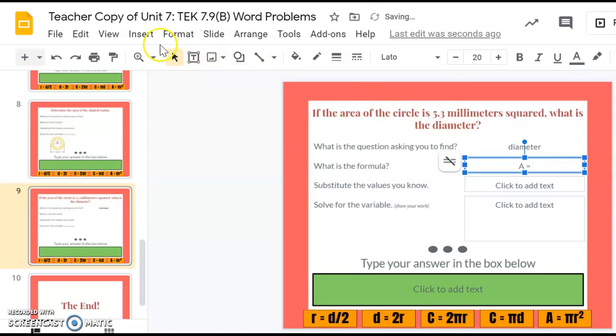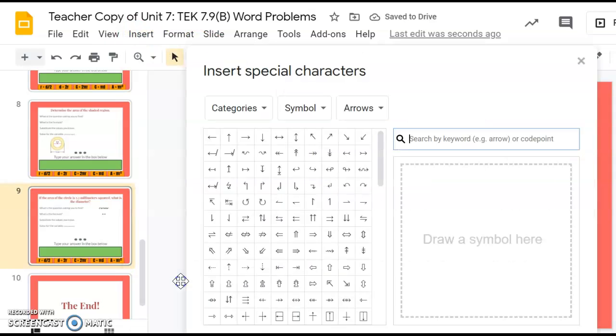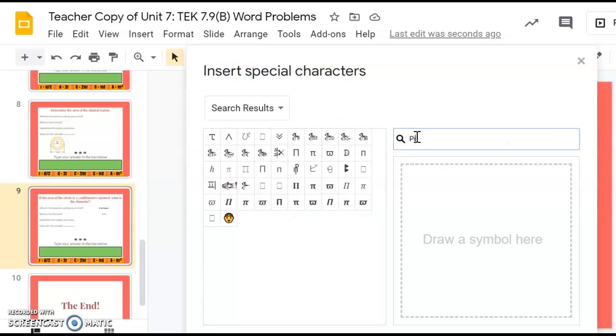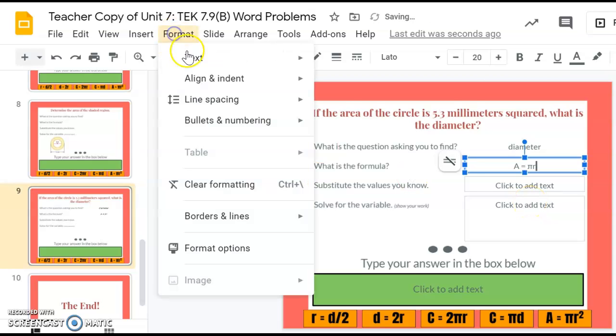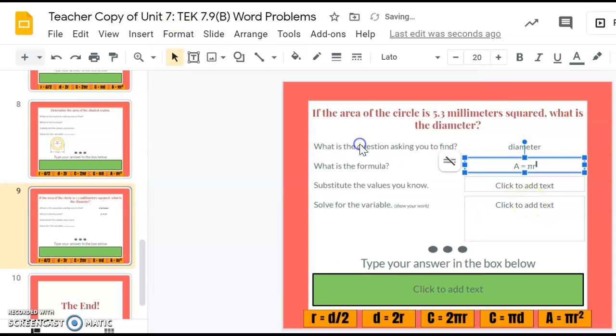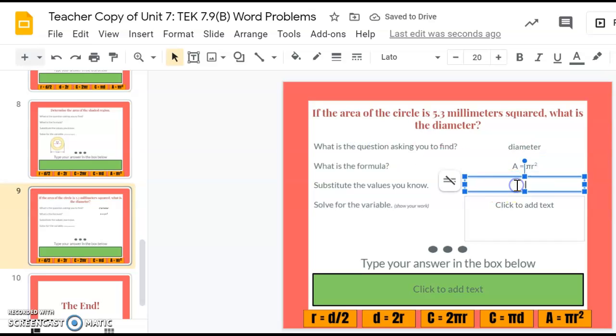So area equals, we need to go to Insert, Special Characters. This is what you guys should be pros at now. Pi R, and then we need to go back up to Format, Text, Superscript, squared. Because it's squared, it is not a big 2. So we're going to substitute what we know, 5.3 millimeters. I'm going to put the square after I do that.